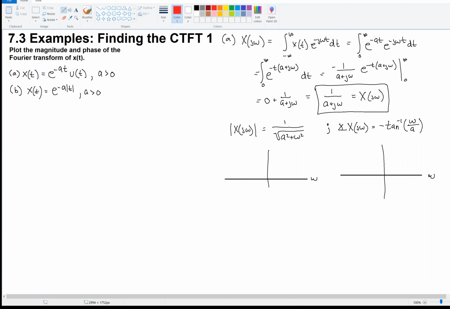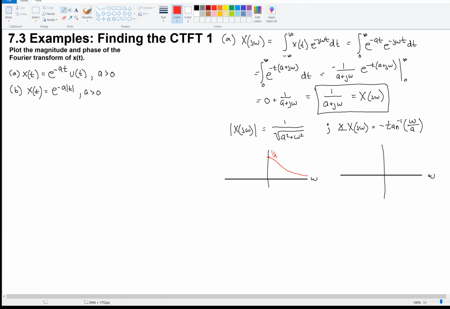When omega is 0, then the denominator is the smallest, and so the fraction is the largest. So when omega is 0, we have 1 over the square root of a squared, which is 1 over a, and so that's the maximum right there. That's 1 over a. And then as omega goes to positive infinity, we go to 0. So we have something like this.